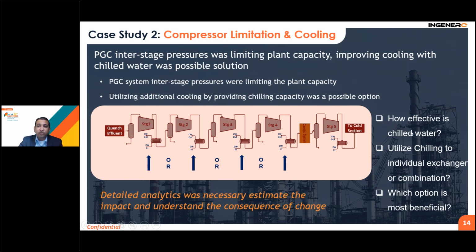So the questions were how effective this chilled water would be, and how to utilize it in the best way possible. Do we need to have this chilling capacity applied to individual exchangers, or can it work in combination? What would be the best combination possible, and how would it benefit the overall unit? So detailed analytics was necessary to estimate the impact and understand the consequence of the overall change.